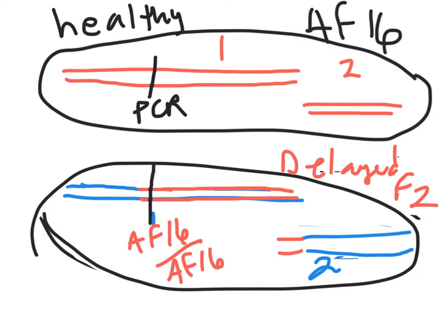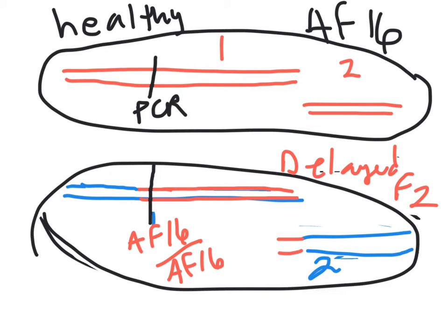There's one band, the AF16 sized band. In the F2 delayed worms, they've got the exact same genotype. All of their copies of the chromosome are the AF16 size. Right. So your question basically at this point was, if the AF16 grandparents and their diseased, delayed F2 grandkids have the same genotype here, how is there a phenotypic difference? How are these worms healthy and these worms sick?